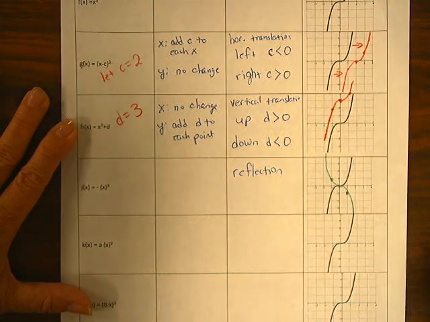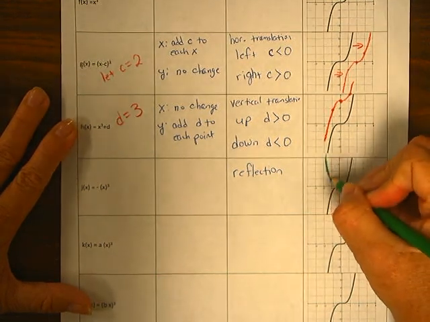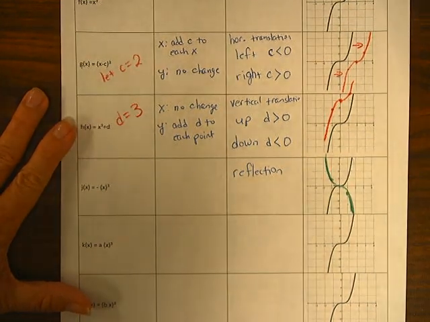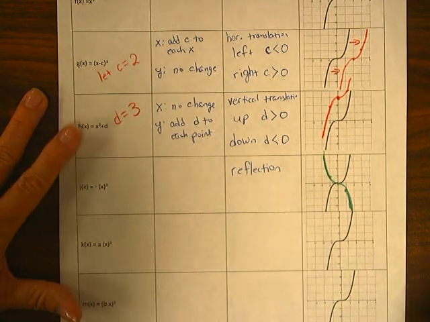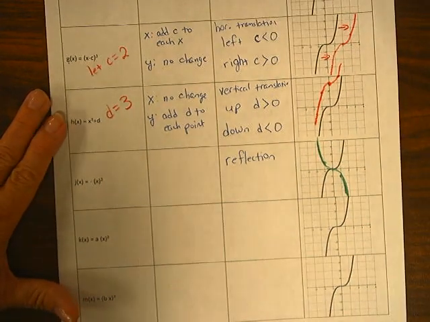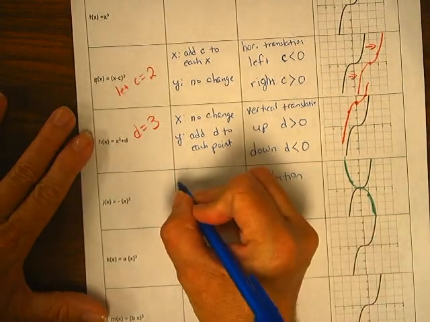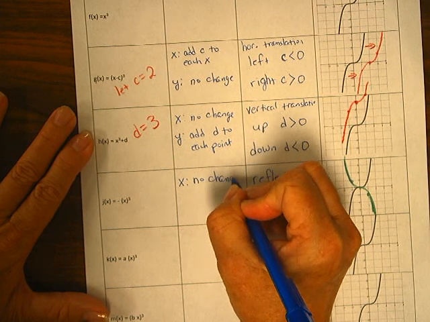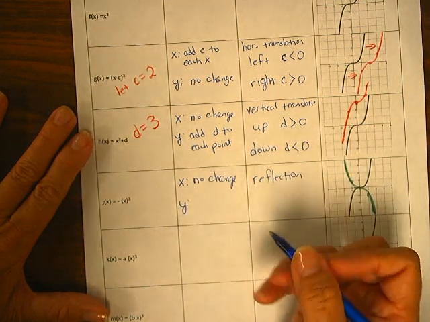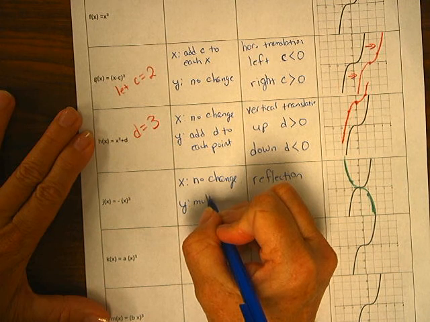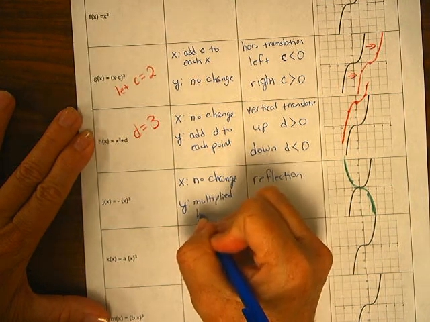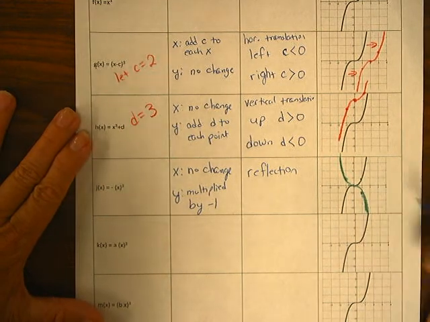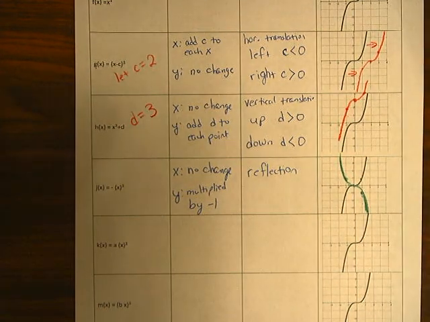So what it's going to look like is something like this. So again, this is the green line here, is our reflection. So the two of them together do look like two quadratics that are touching each other. But the way this one works is our x values, there's no change. Our y values are multiplied by negative 1. So every y value we multiply by negative 1 to see where it's moved or translated to.